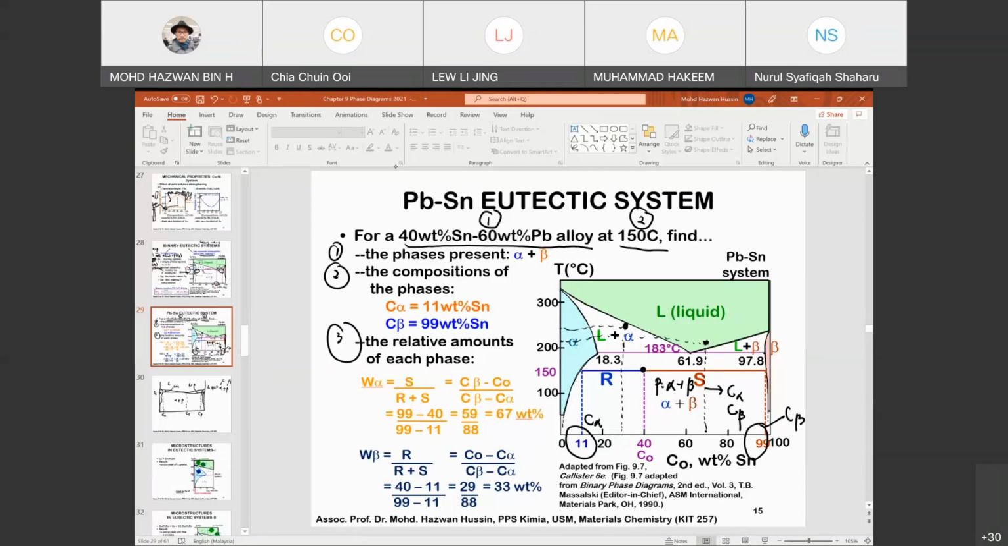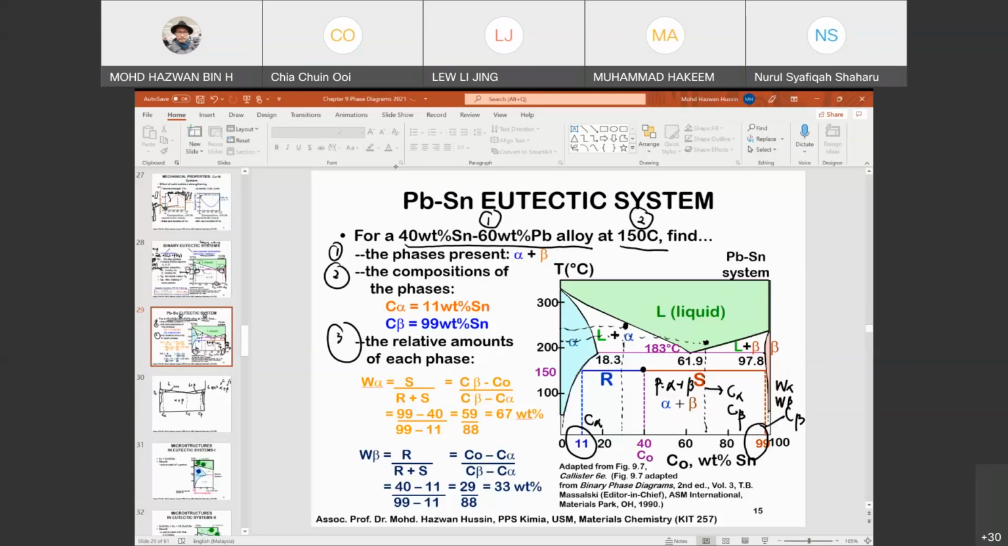And we want to calculate now what would be the weight fractions. Since, as I said, the phase still exists at alpha plus beta, for the weight fraction you need to report the weight fraction of alpha and also the weight fraction of beta. And in order to do that, we still use the lever rule. All right, so how to do it?